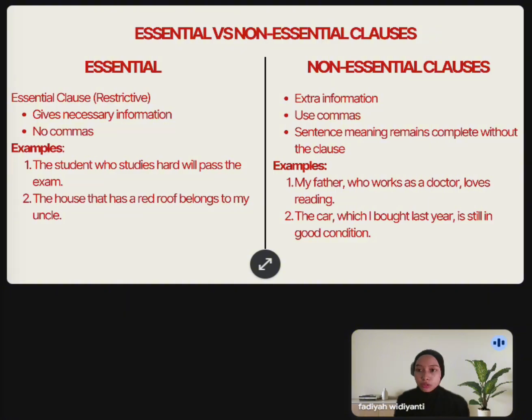And then we move to non-essential clauses. A non-essential clause provides extra information. It uses commas, and the sentence meaning remains complete without it. For example, first is: my father, who works as a doctor, loves reading. And then the last example: the car which I bought last year is still in good condition.